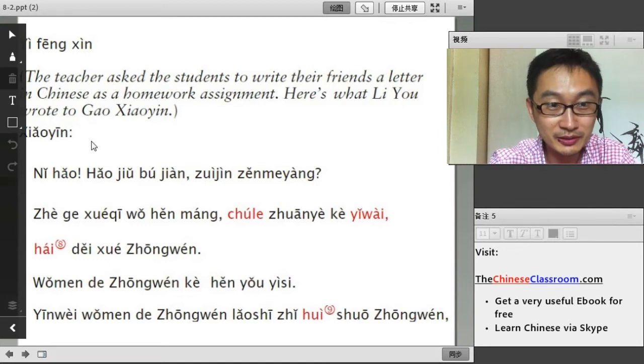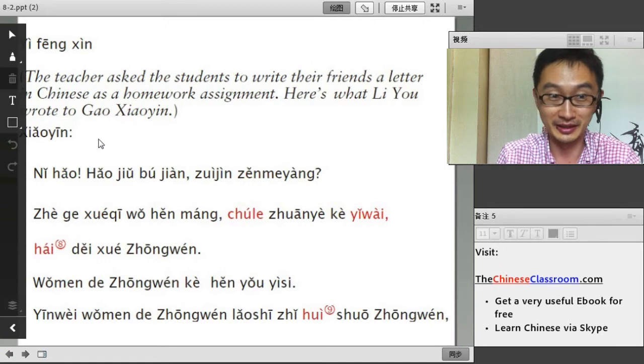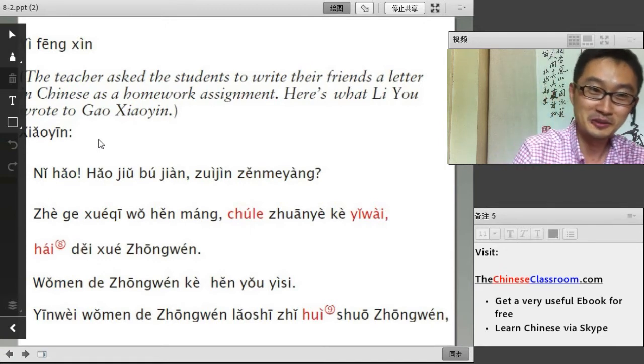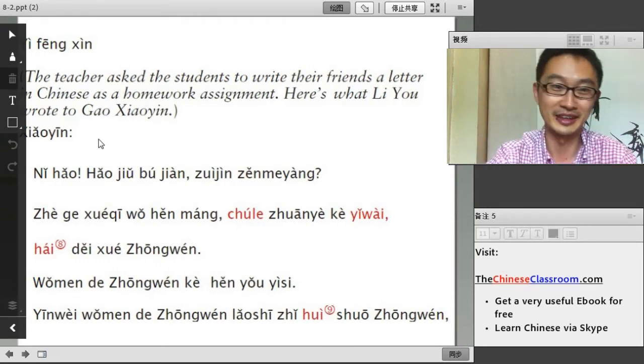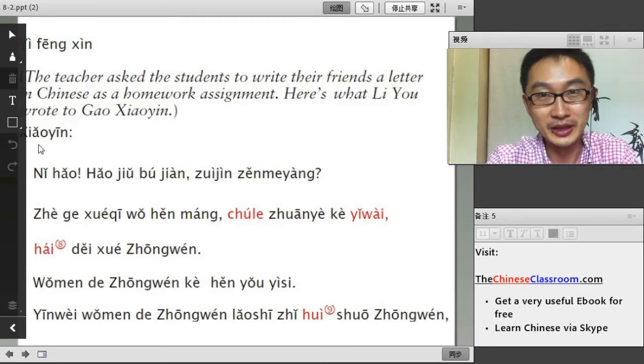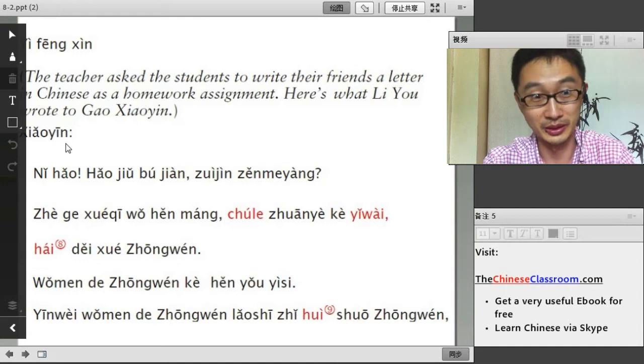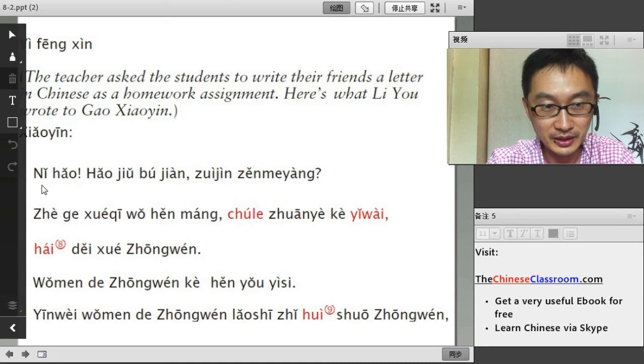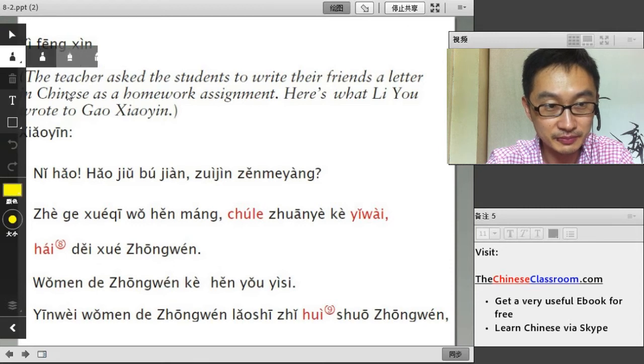That letter is about the teacher asking students to write a letter to a friend, of course in Chinese, to practice. So the students wrote this letter. 小英, it's an address, little 英, 小英. 你好, 好久不见. That's a good phrase in Chinese. 好久不见.